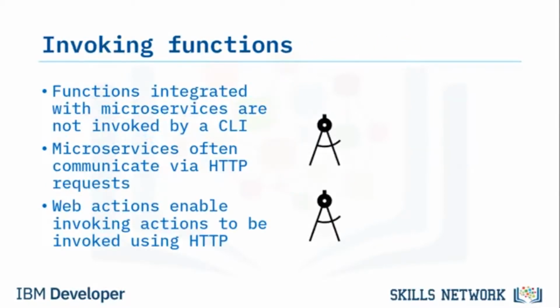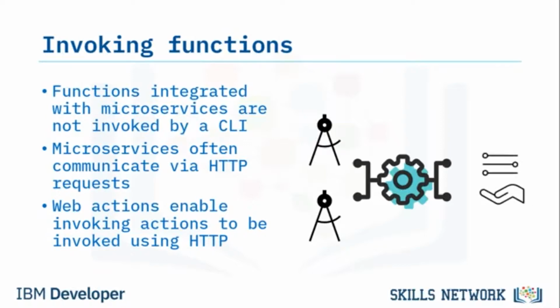In a production microservices application that uses cloud functions, functions need to be directly accessible without using the command line interface. And microservices often communicate via HTTP requests. Fortunately, using cloud functions, you can turn actions into web actions invoked using HTTP so that services can easily invoke these web actions within a microservices architecture.